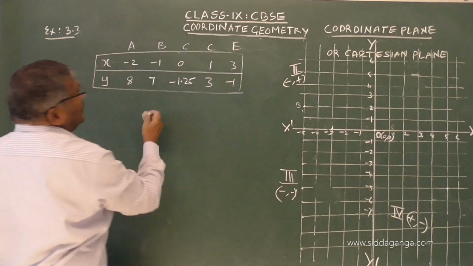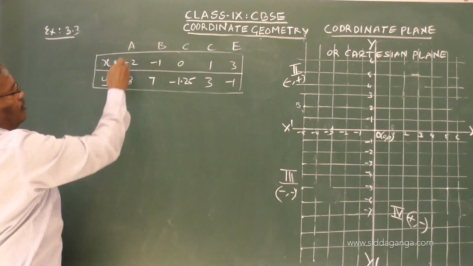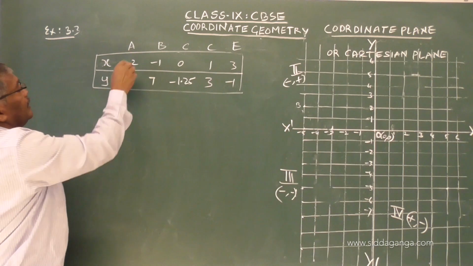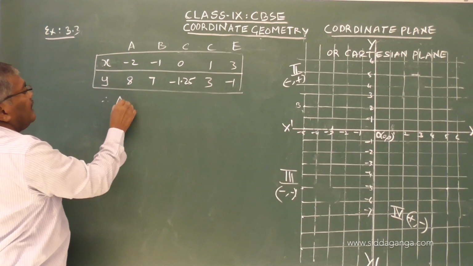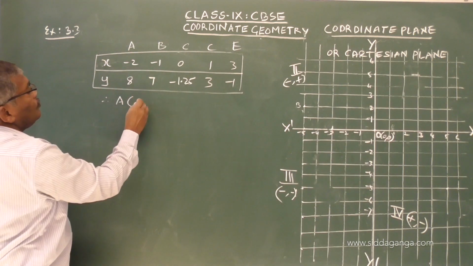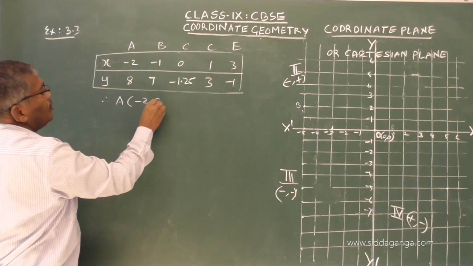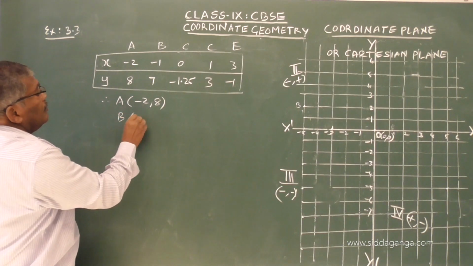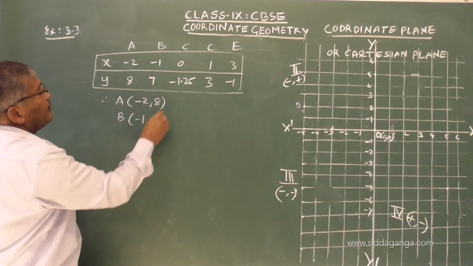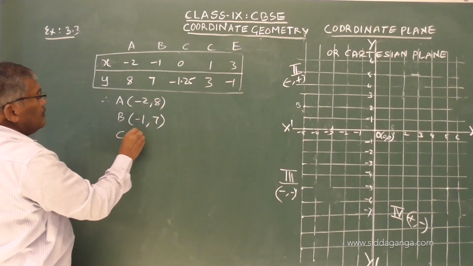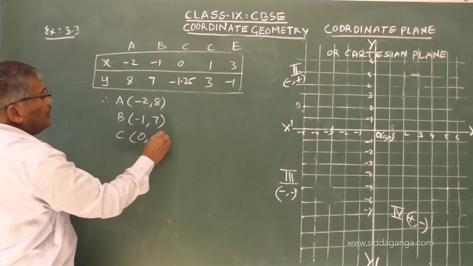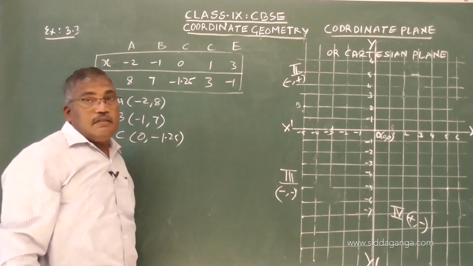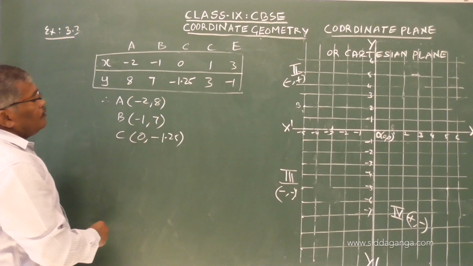Now, I will write the coordinates here. Because you are not used to this system, you can write it like this. Therefore, point A is (-2, 8). Point B is (-1, 7). C is (0, -1.25). It is better if you write it like this, otherwise you may get confused.